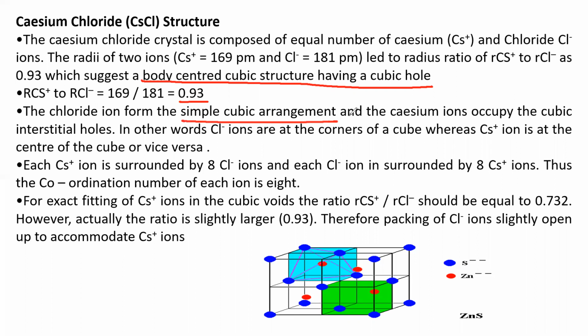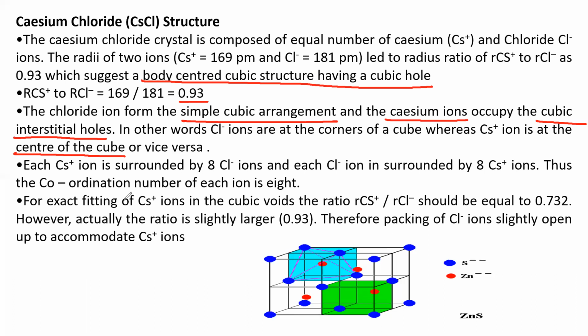It shows all the chloride ions will occupy only corners of the cube, whereas cesium ions occupy the cubic interstitial holes. In other words, cesium ion is at the center of the cube or vice versa. So this location only they will ask, where the chloride ions are present, where the cesium ions are present. So chloride ions occupy corners of the cube, whereas cesium ions occupy center of the cube.